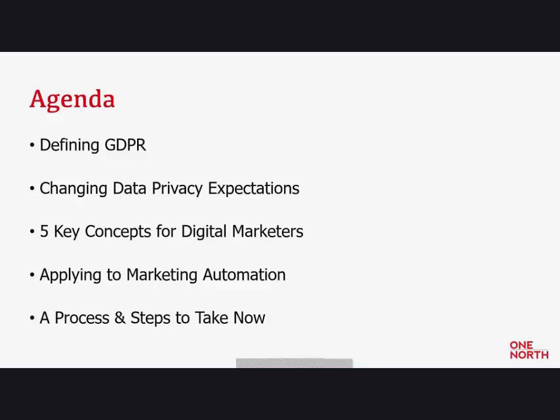So in that effort, our agenda today is to start with an overview of what GDPR is out of the EU, and talk a little bit about the broader landscape of data privacy expectations of the users visiting our site. Then we've distilled down 5 key concepts that you can take out of the GDPR as a digital marketer. Then we'll do an applied example with modern marketing automation to understand it more clearly, and then talk through a process and steps that you can take now to start addressing data privacy more fully.